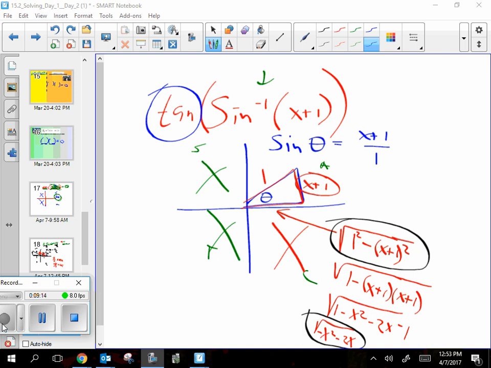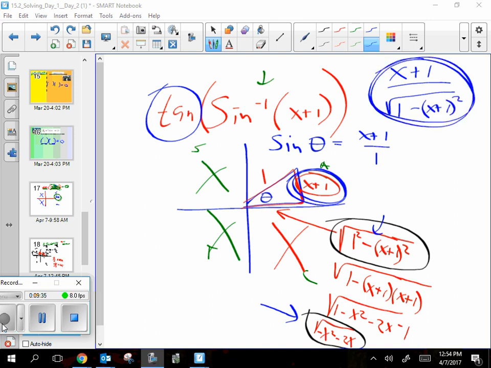Tangent is TOA, opposite over adjacent. And therefore, it's x plus 1 over the square root of, and I'm just going to leave it like I had originally written it, 1 minus x plus 1 squared. Complicated, but correct. Who had it right? Raise your hand if you did. All right. Yes? So you don't want to simplify all the way? So I would have left it like this.